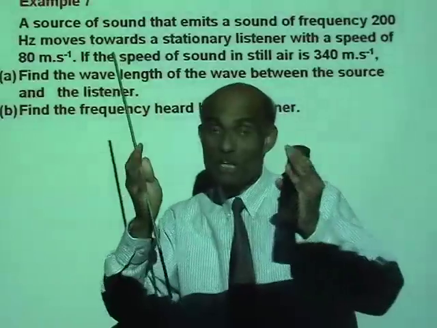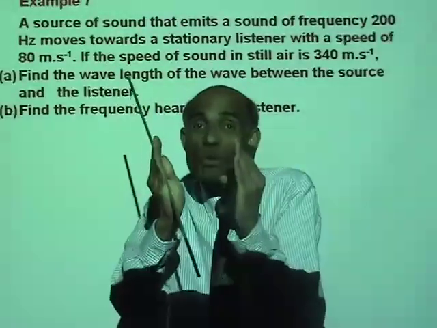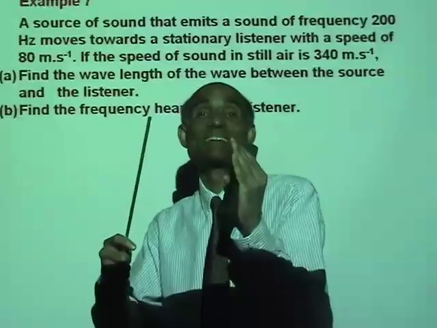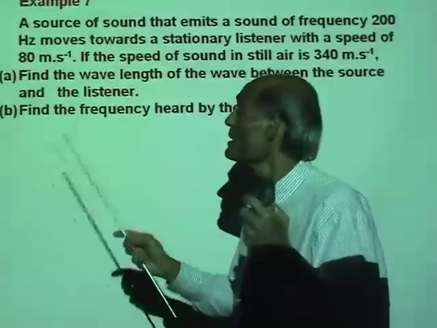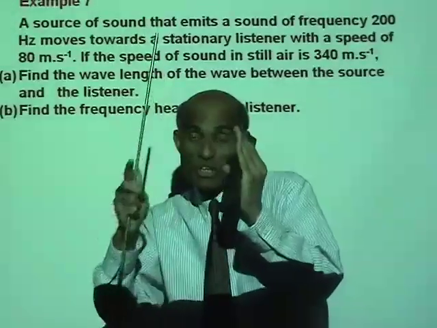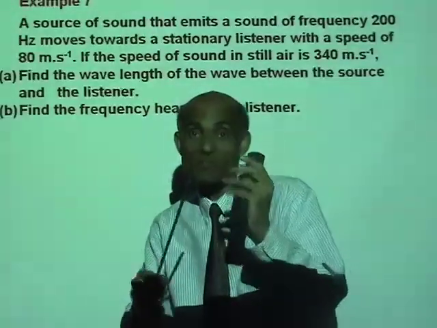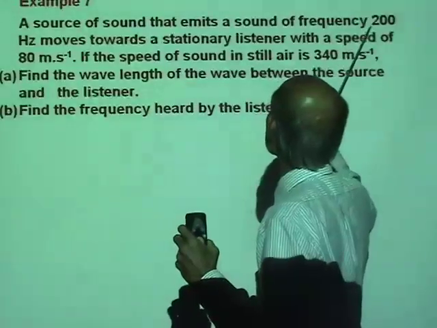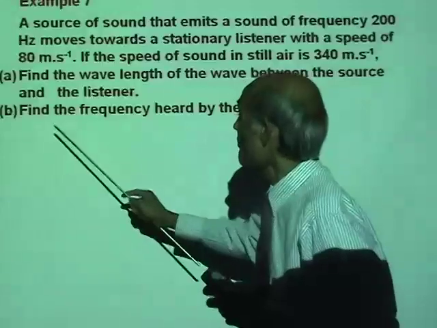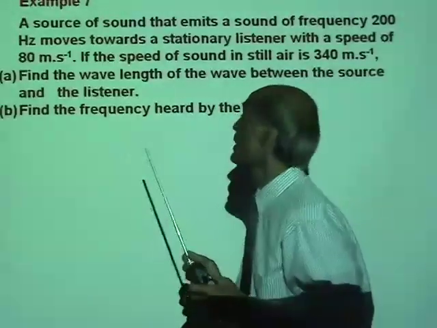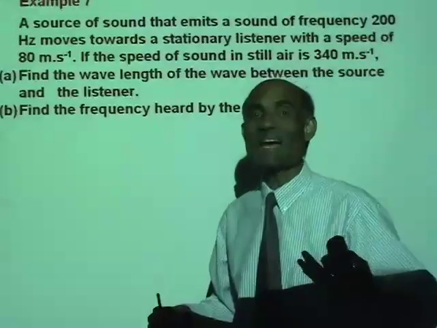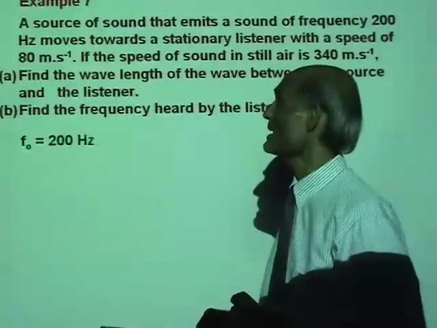Wavelength, you mean the number of waves will now be squeezed in a region V minus Vs. So the wavelength will be V minus Vs, that is the distance, divided by the number of waves. The number of waves is the frequency, which is 200. Is that right? Find the frequency heard by the listener. What is the apparent frequency as is heard by the listener?